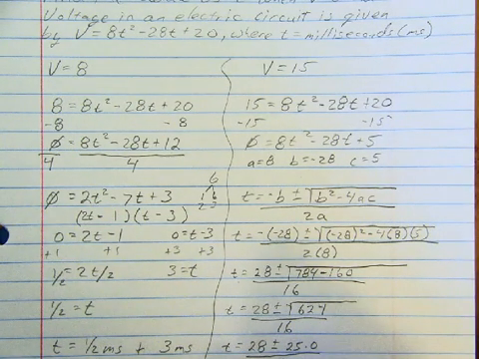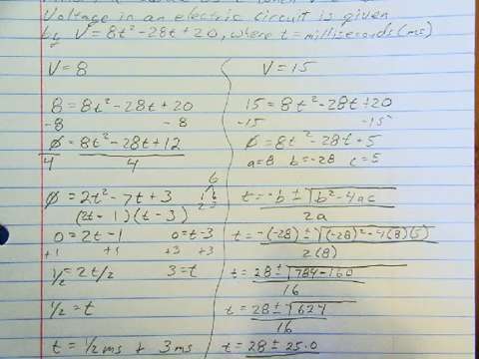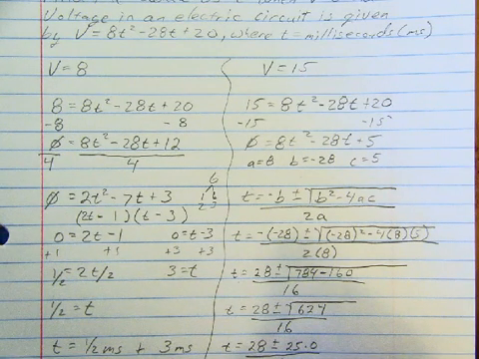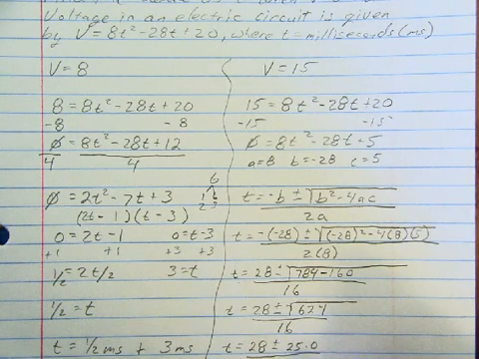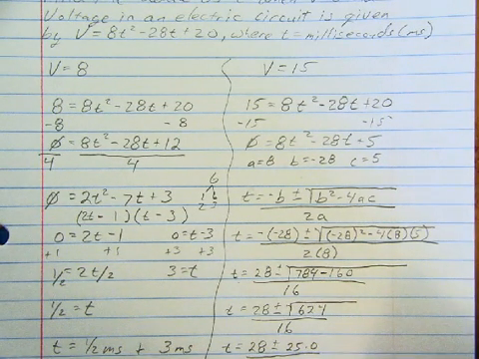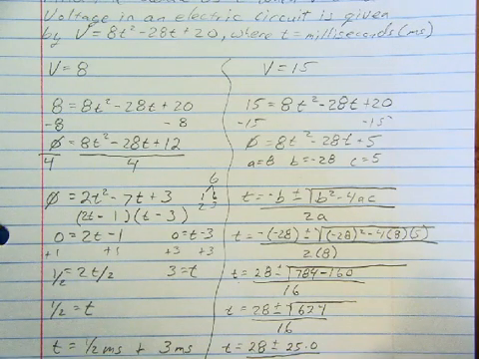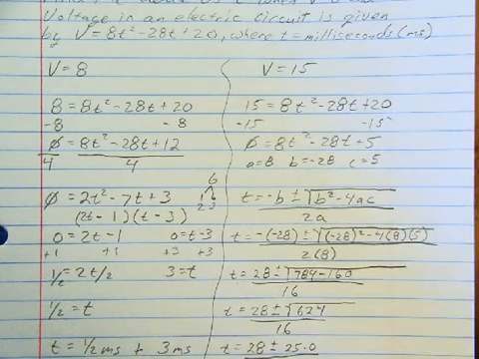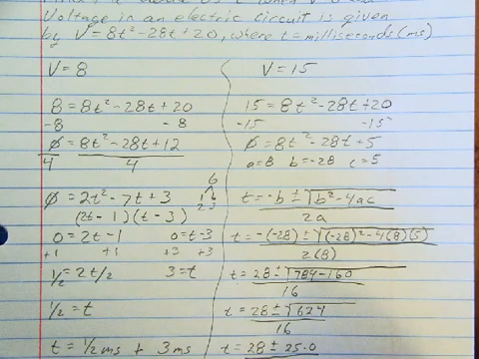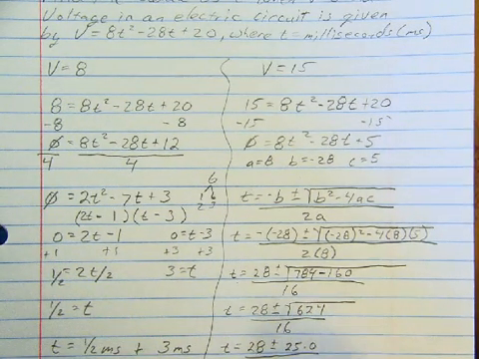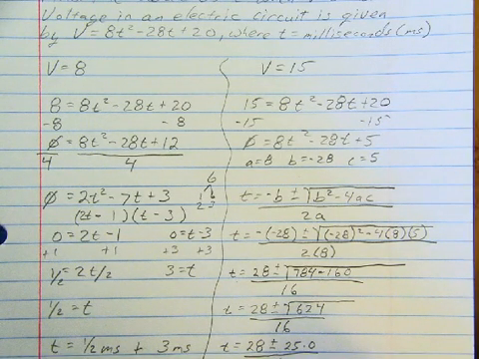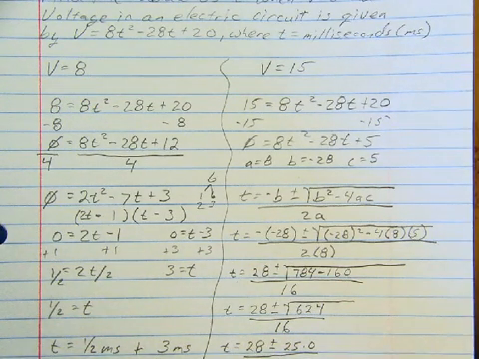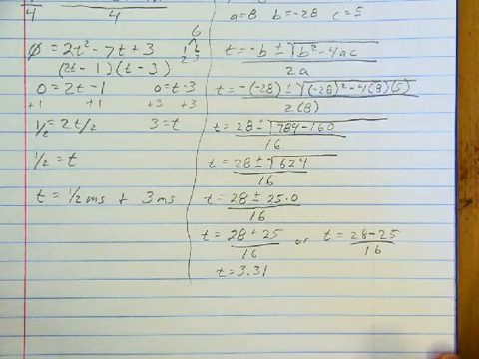So then t equals 28 plus 25 over 16, or t equals 28 minus 25 over 16. And this is going to give us t equals, to 3 significant digits again, I'm getting 3.31. Oh my gosh, I apologize. Let me scoot up here.